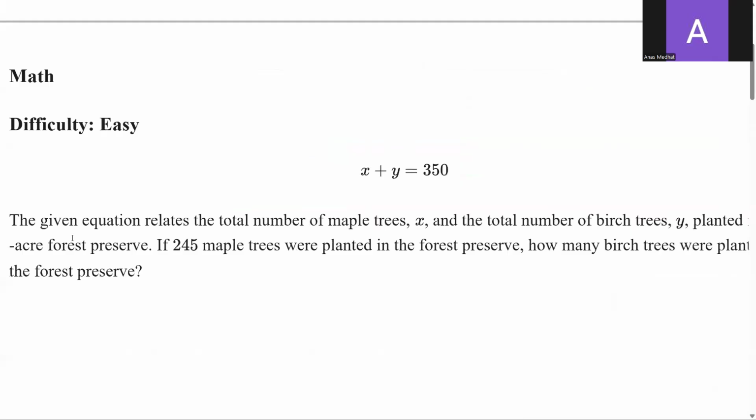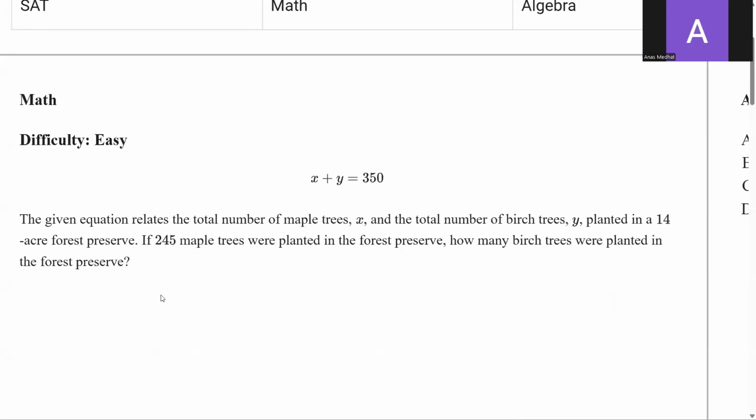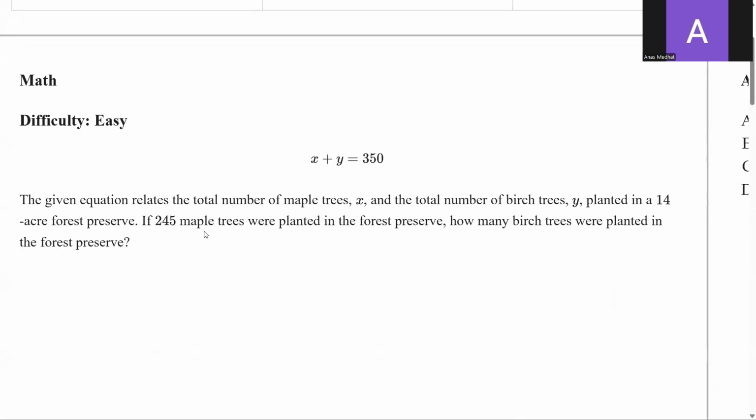The given equation relates the total number of maple trees, x, and the total number of birch trees, y, planted in a forest. If 245 maple trees were planted, so maple trees is x, and 245 maple trees were planted in the forest, how many birch trees were planted in the forest?